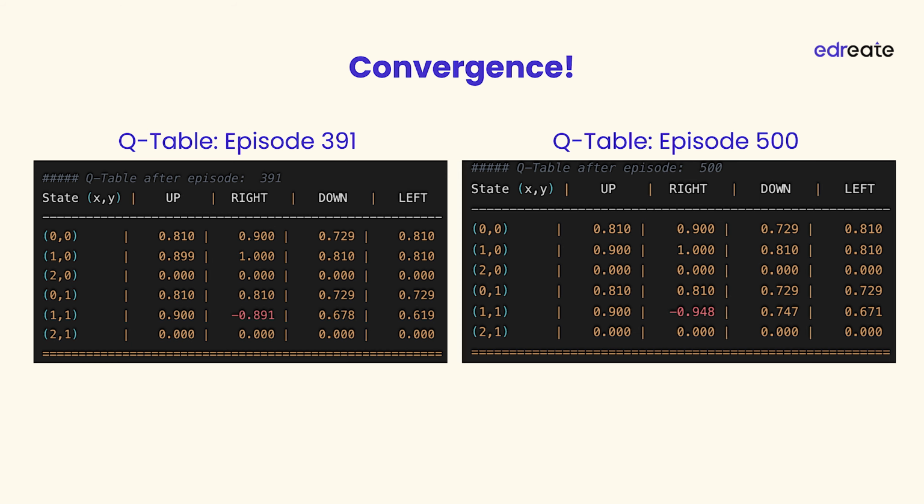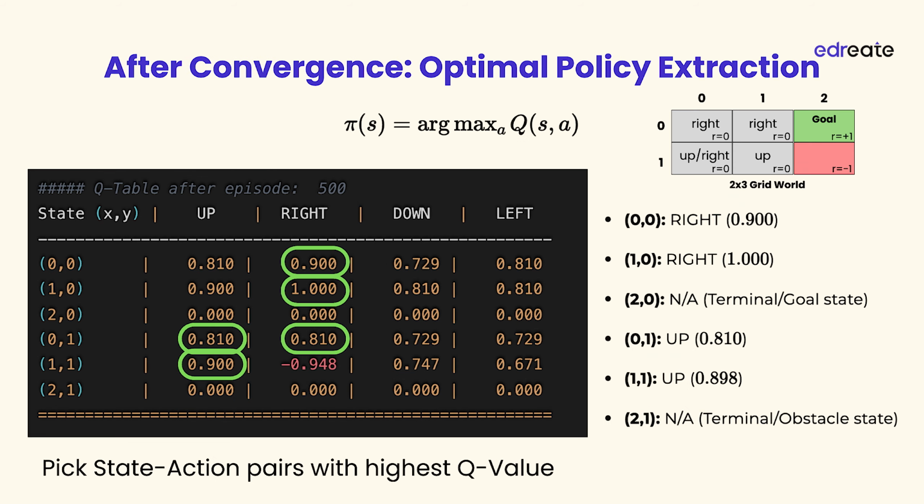After 500 episodes, we see that the agent has converged. Q-learning table has not been updated since episode 391. We can extract the optimal policy now. To extract the optimal policy, we need to pick a state action pair with a maximum Q value. This means after training or convergence, when the agent is performing its task, it always picks actions greedily as we want only the best actions to take. We are not experimenting anymore.